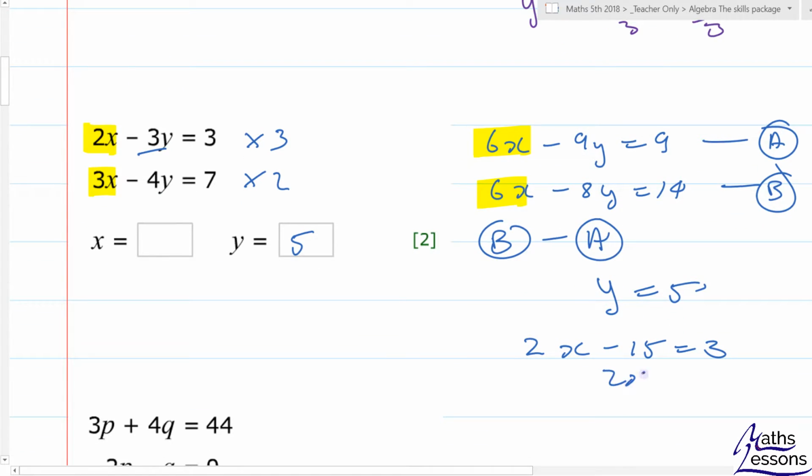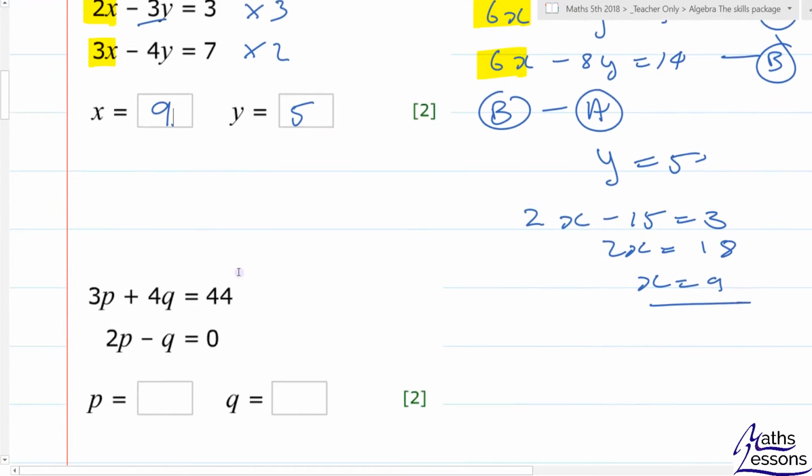So 2x will equal 18. So that's a bit of a mess. Let's rub that out. Okay, and x will equal 9. There we go. Okay, next one.